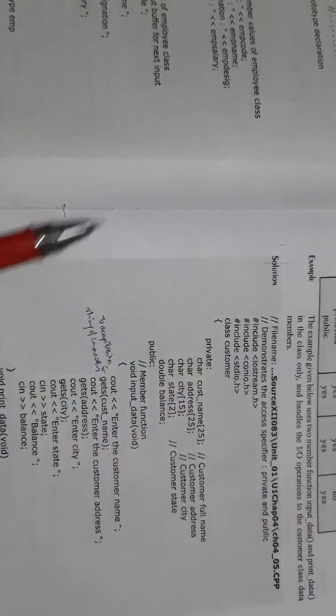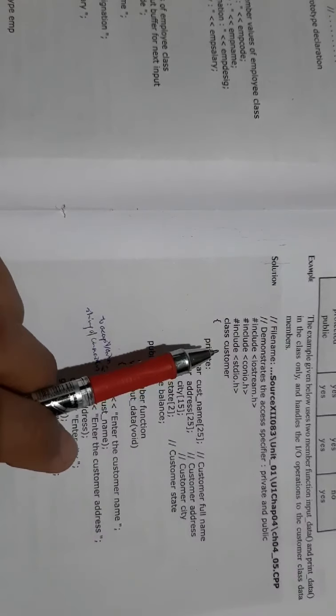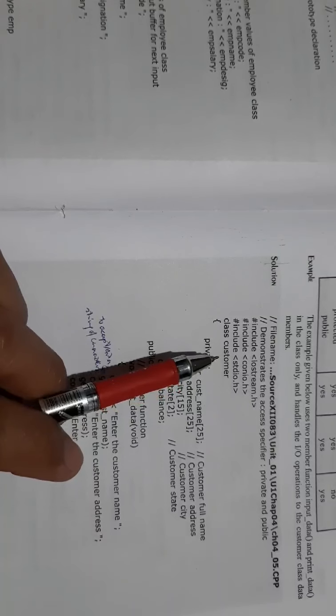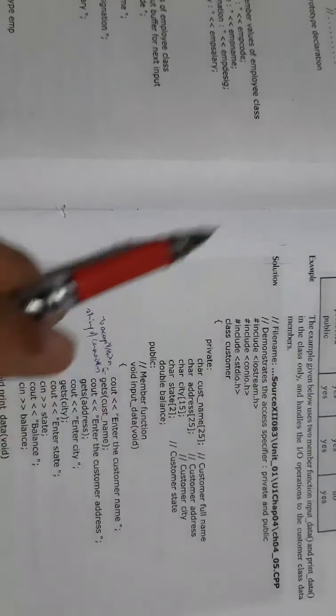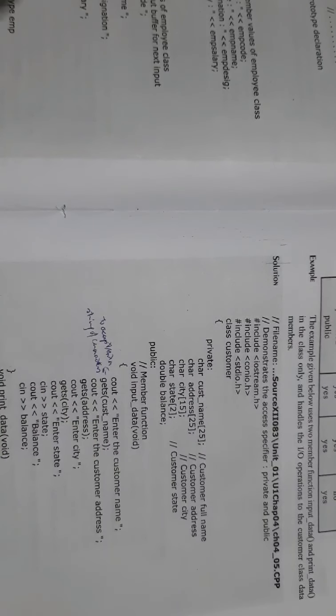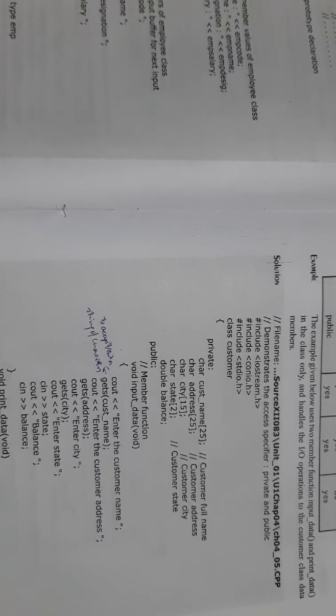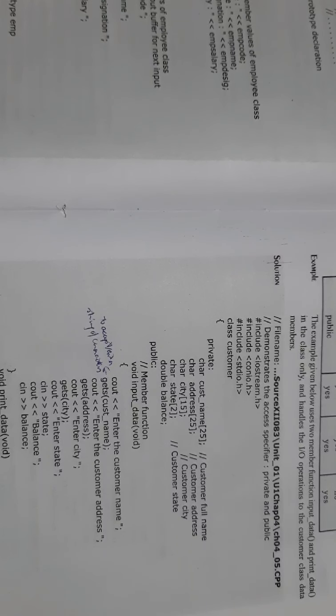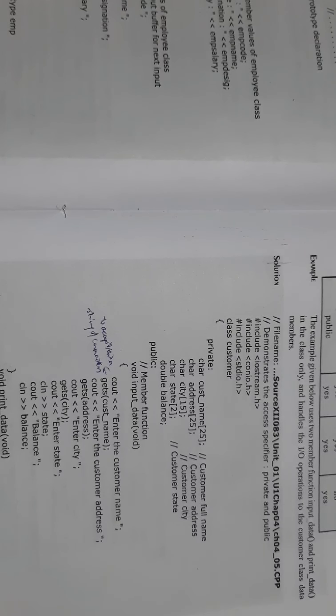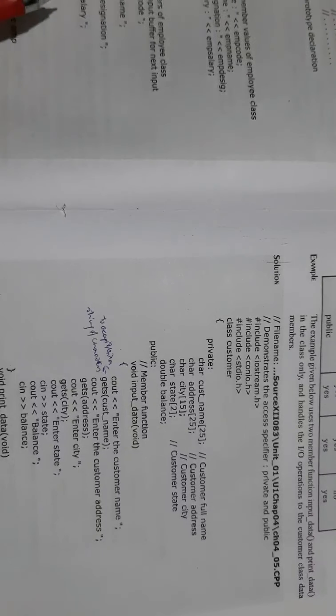In yesterday's program you saw that a new class name, customer, was created. Till then all the programs were of employee only: employee code, employee name, employee designation, like that. Based on that, we changed from public access specifier to private access specifier, and member functions were made. One member function was used, two member functions were used, like that.